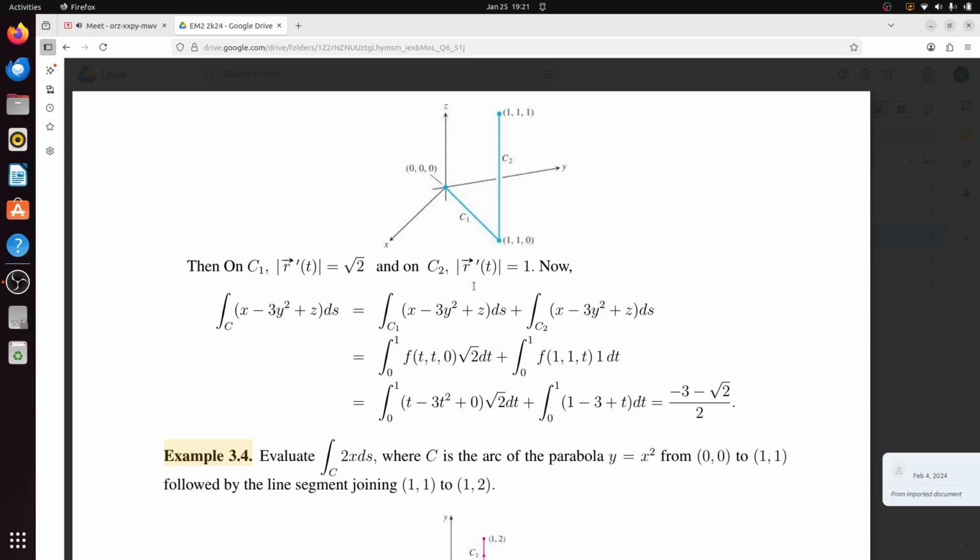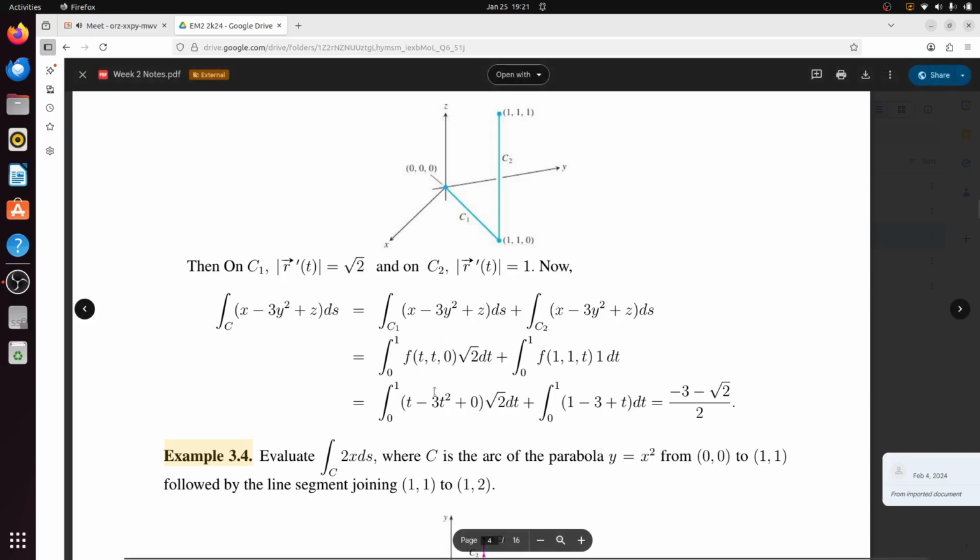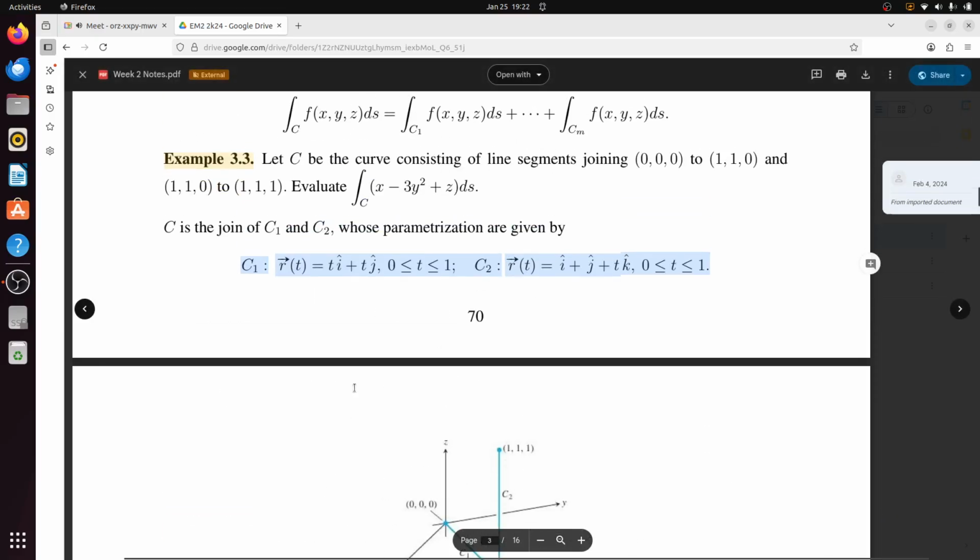Sir, how do you set up the value of a and b for integration, sir? Lower limit and upper limit. This lower limit, upper limit, okay, no problem.